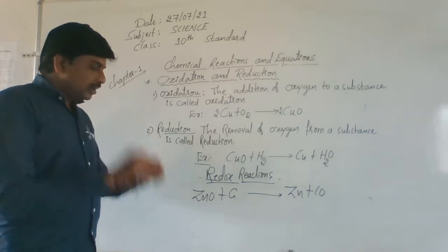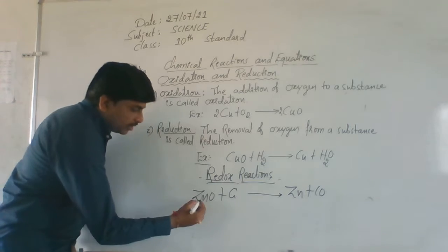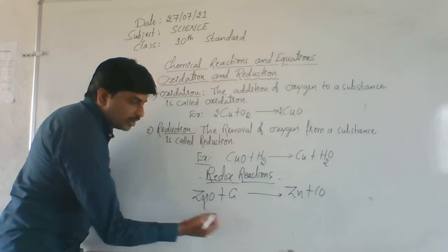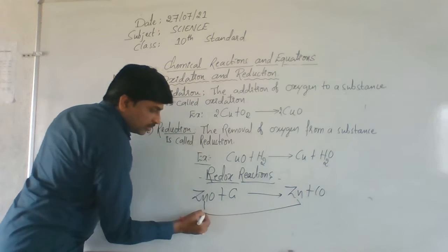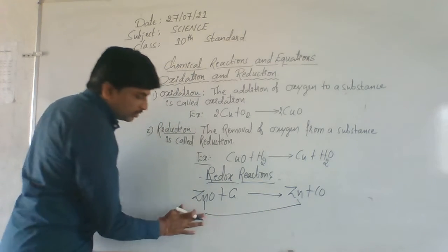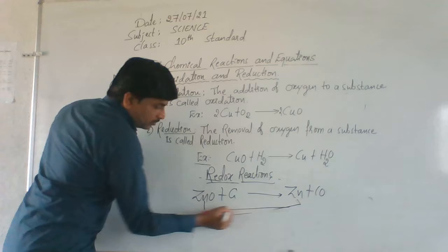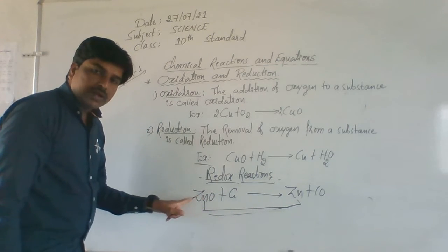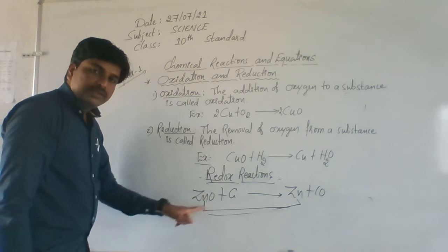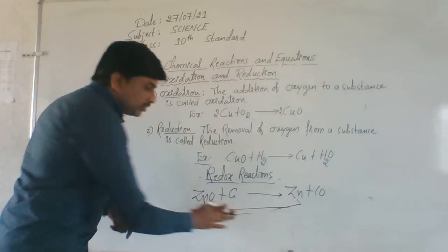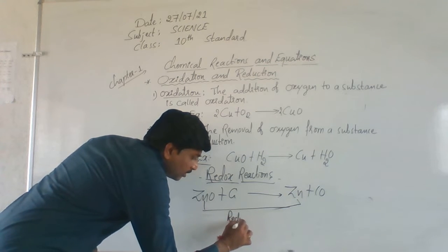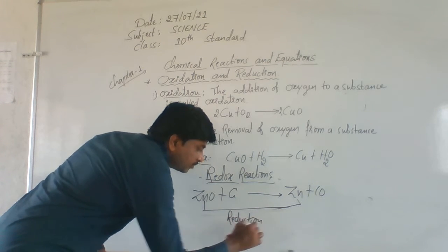How, sir? Let's see. Here zinc oxide is there. Understand? What does it form here? Zinc is there. See, what happens here? Oxygen is removed from this compound. Hence it is said to be what? Reduction. Here reduction is happening.